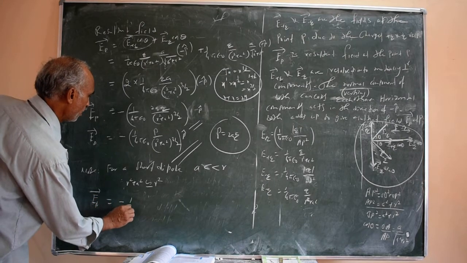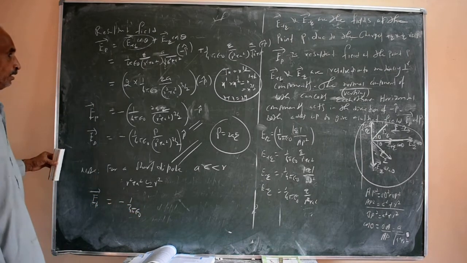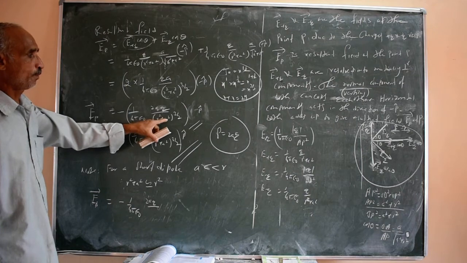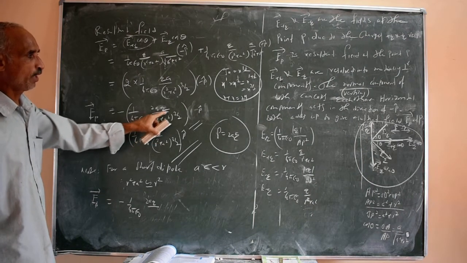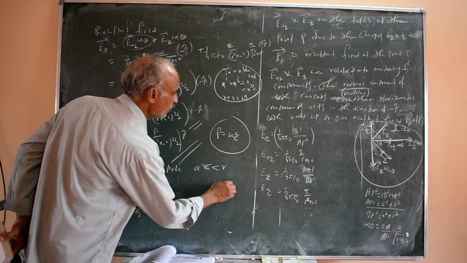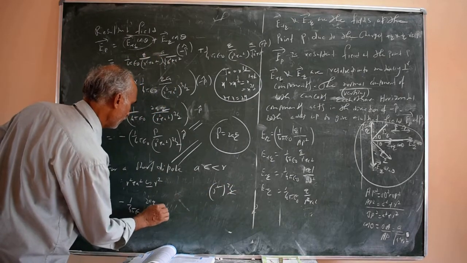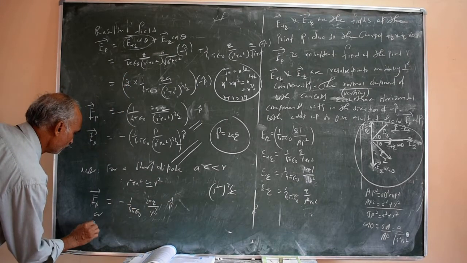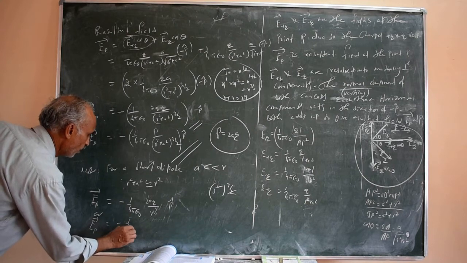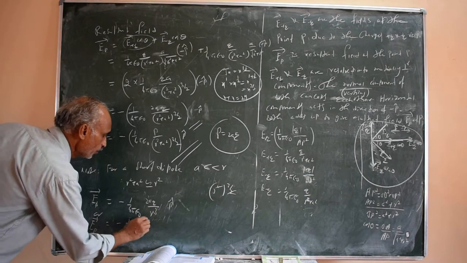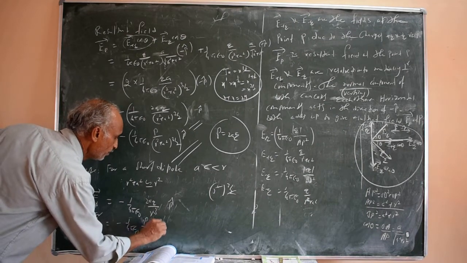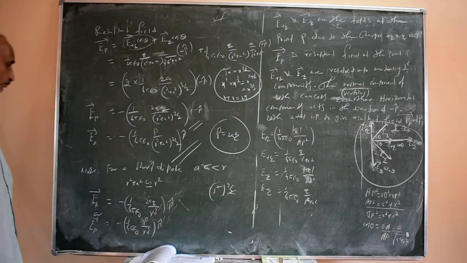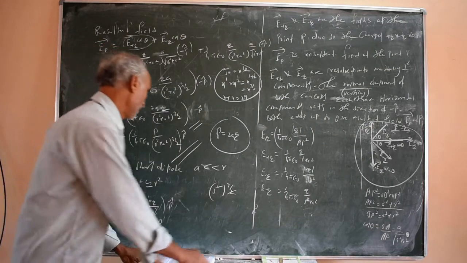minus 1 upon 4 pi epsilon naught, 2aq upon, look here, r square plus a square is r square, no? R square raised to 3 by 2, which is r cube, into p cap. Or EP bar in terms of dipole moment: EP bar is equal to minus 1 upon 4 pi epsilon naught, 2aq is P, upon r cube, into P. So that is the end of the derivation.